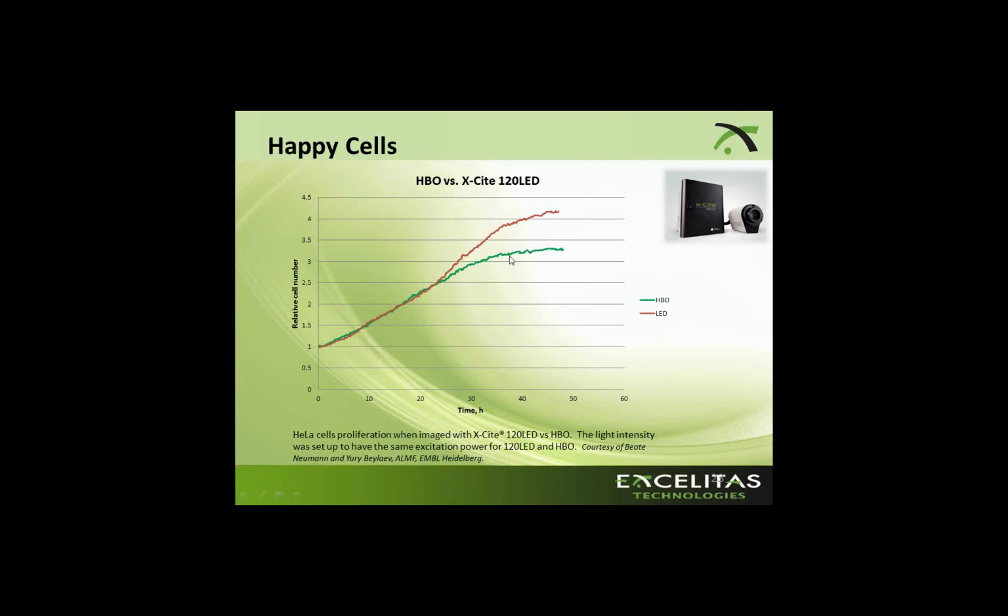So this is the proliferation when imaging with traditional HBO. The cells proliferated more when they were imaged with LED, and that could be because of filter leakage. We're not entirely sure what exactly is happening here, but the cells seem to be happier when they're imaged with LED versus HBO.